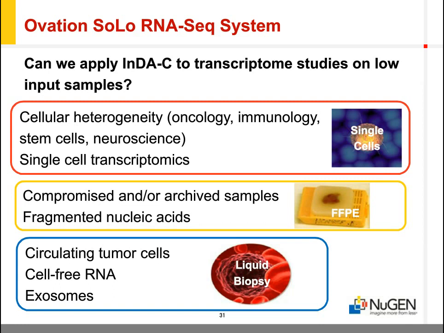To provide a solution for these types of studies, NuGEN has developed the Ovation Solo RNA-seq system, which incorporates InDA-C in a workflow to generate high-quality RNA-seq libraries from all sample types listed here.